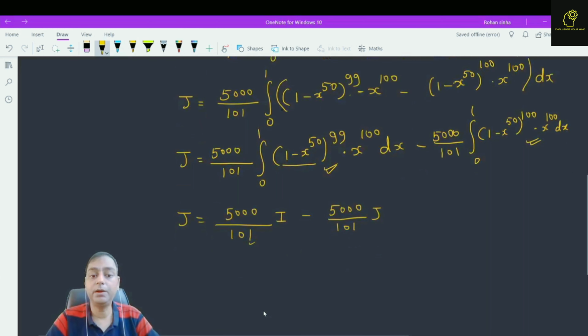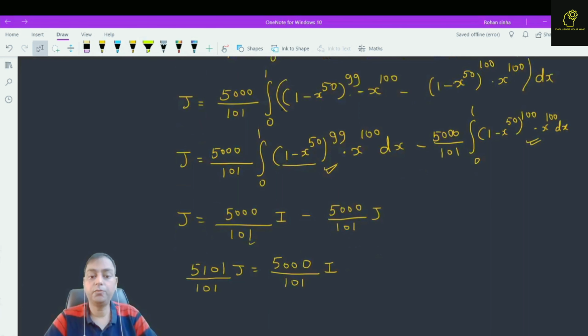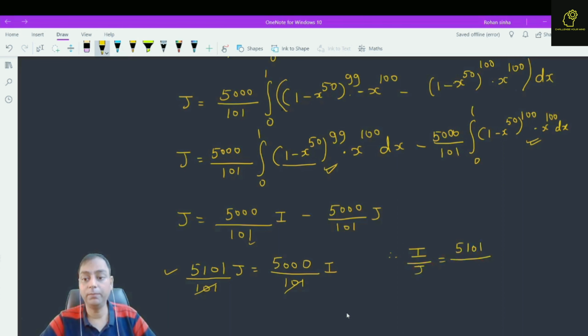Now taking J on the left hand side, we find 5101 J upon 101 equals 5000 by 101 I. So this 101 and this 101 will get cancelled. So I by J is 5101 divided by 5000. So what about m minus n? Simply subtracting, 5101 minus 5000, this is 101.